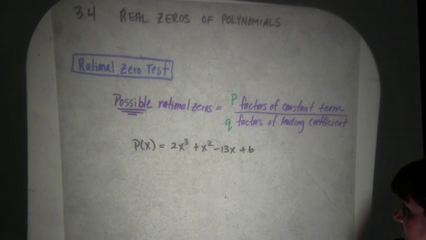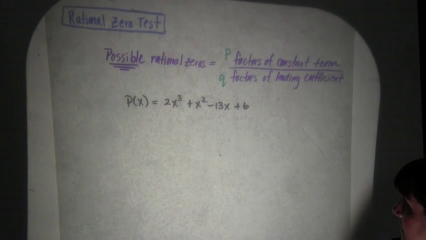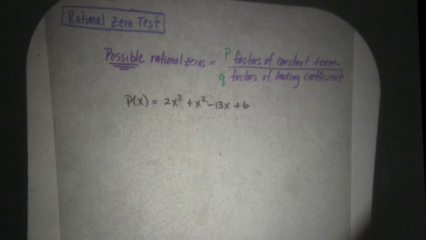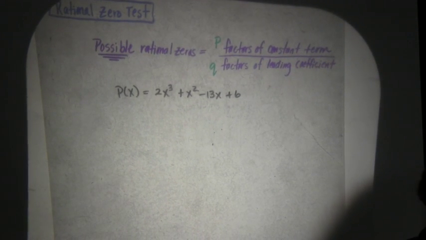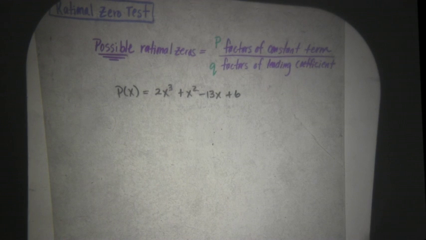to find real zeros. So our first technique is the rational zero test. You might remember this from Algebra 2, but I'm just going to go briefly through each technique, and then we will go into more detail on how you can use those techniques to find zeros of polynomial functions. So the first technique or tool that we have is the rational zero test.